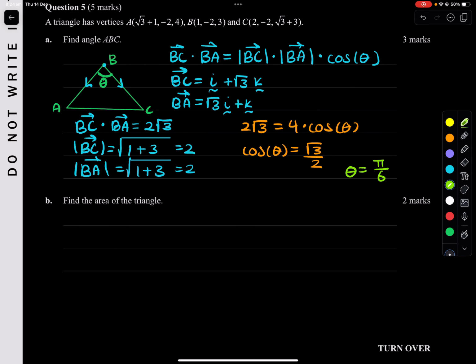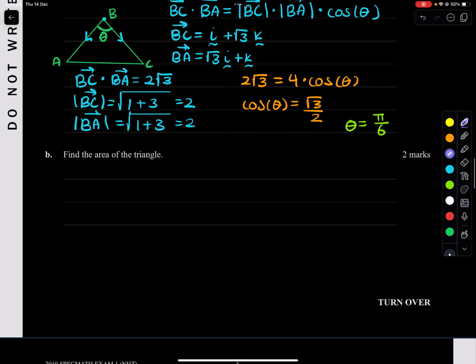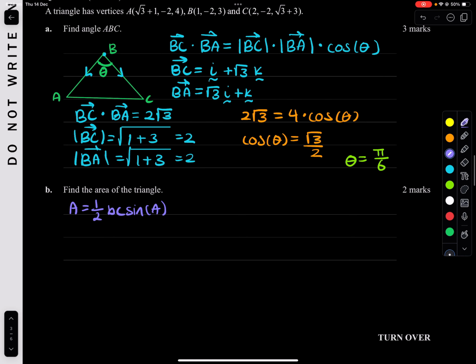Then find the area of the triangle. Okay, so we know to find the area of a triangle, especially this kind of triangle, it's also in your formula sheet. The area is equal to half bc sine A. For example, we'll consider, because we know the angle of this, that it's this side a, and let's call this b, and this is c.